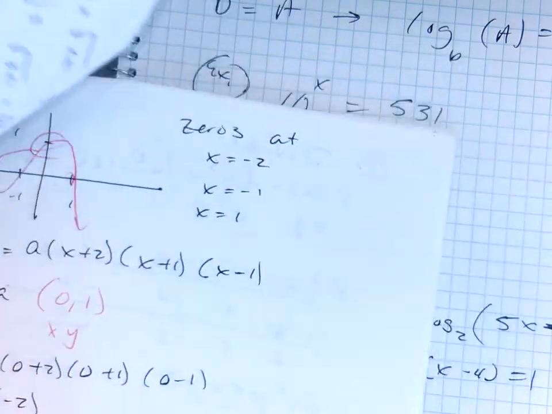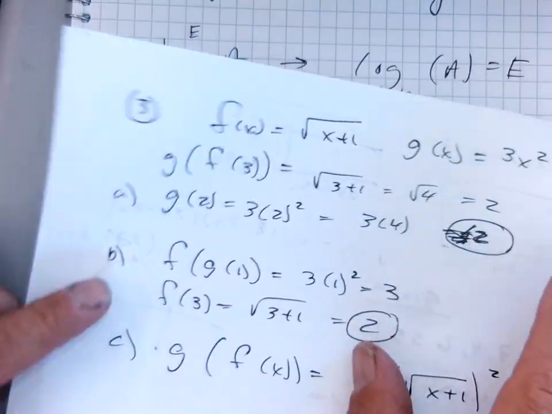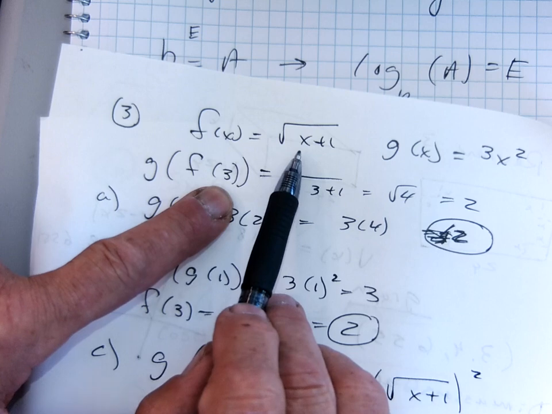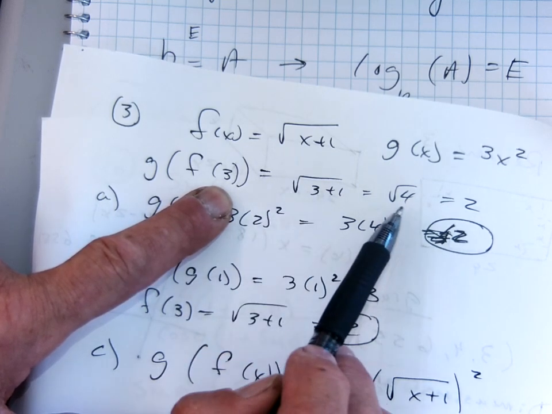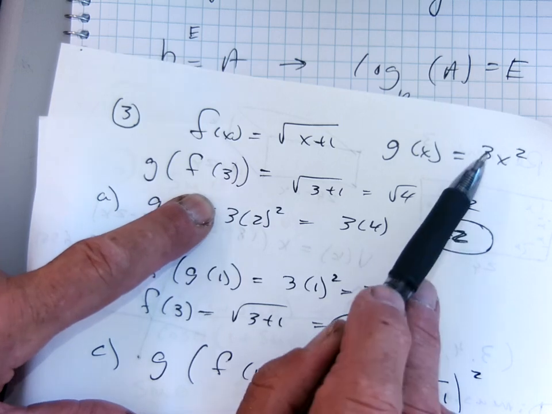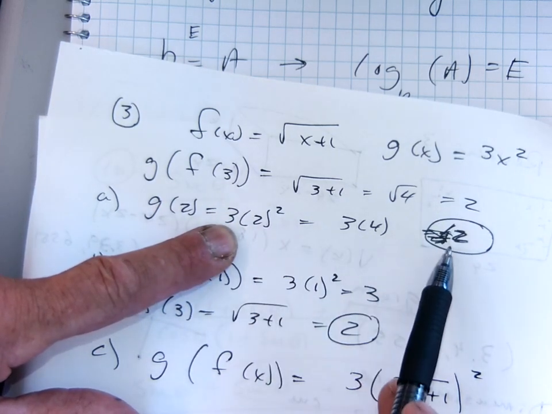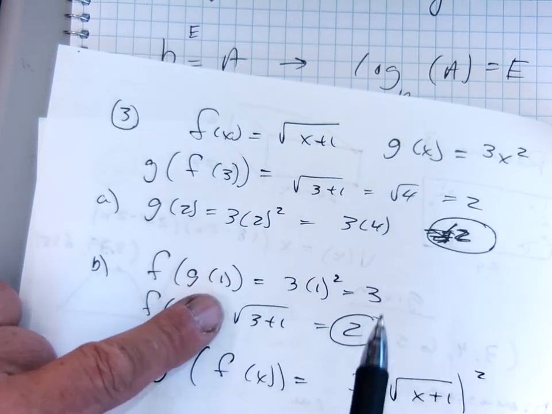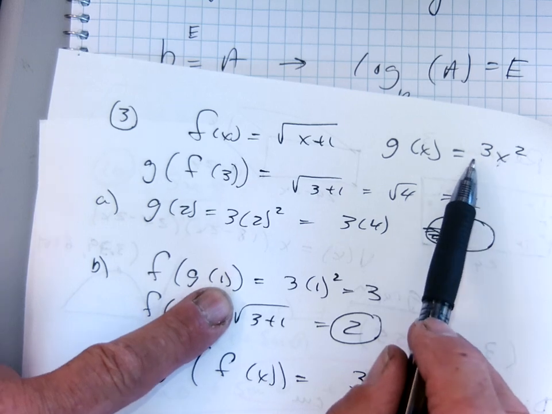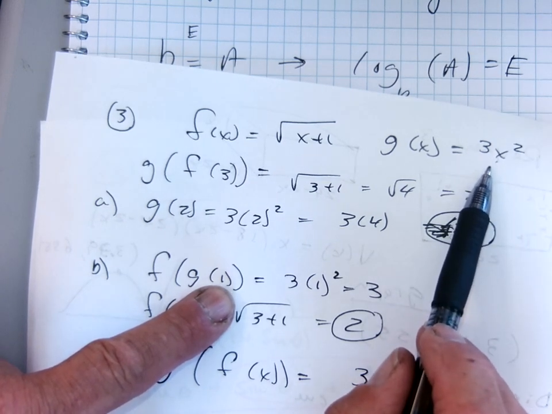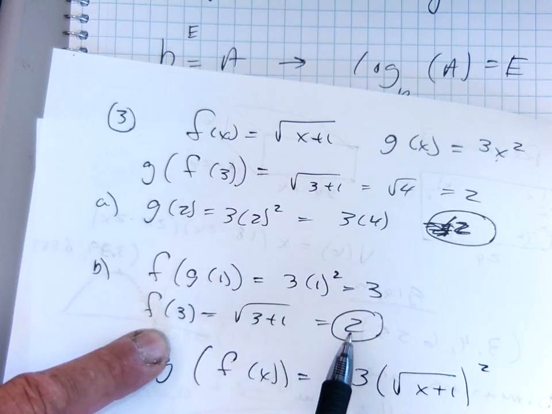Number 3, it's composite functions. I have to put 3 into X for f of X, so I get 3 plus 1 is 4, square root of 4 is 2, then I plug the 2 into the G, and I get 3 times 2 squared, which is 12, okay? Now I'm going to do just the opposite, put 1 into G, and I get 1 squared is 1 times 3 is 3, and then I put that answer 3 into f of X, 3 plus 1 is 4, square root of 4 is 2, okay?